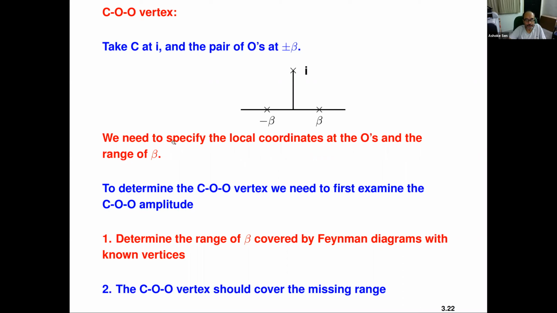So what we need to do is to specify the local coordinates at the O's. Local coordinates at the C don't matter. And you also have to fix the range of beta associated with the COO vertex. But how do you fix the range of beta? To fix the range of beta, we have to first analyze the COO amplitude. So the idea is that we will first have to determine the range of beta that is covered by Feynman diagrams with known vertices. And then the elementary COO contact vertex will cover the missing range. And I'll explain in the next slide how it's done. But this is the way you have to construct the COO vertex.